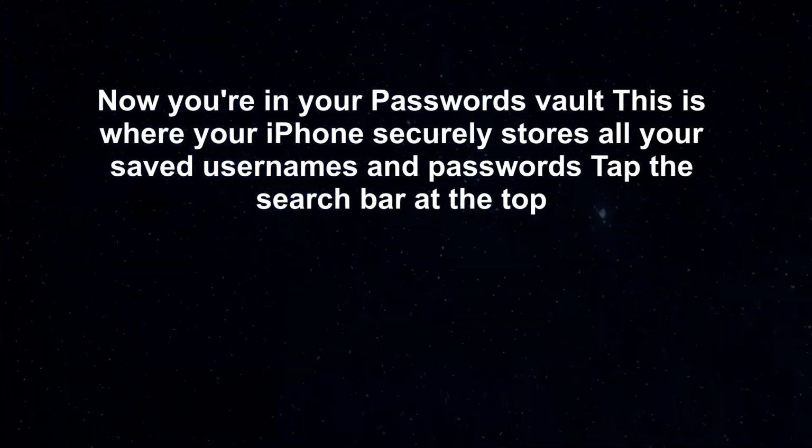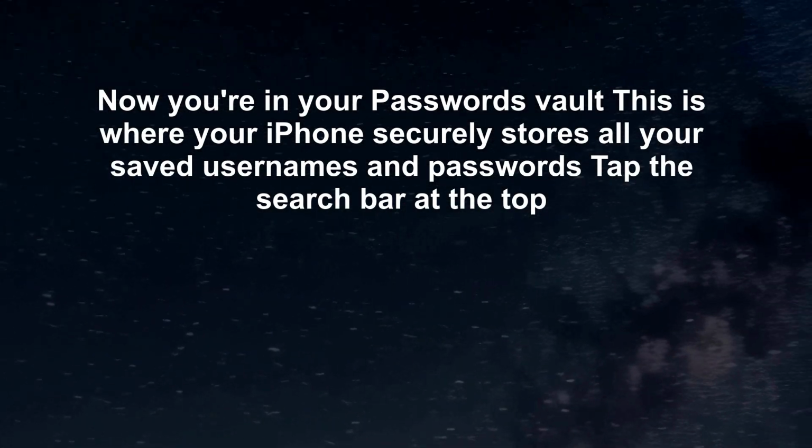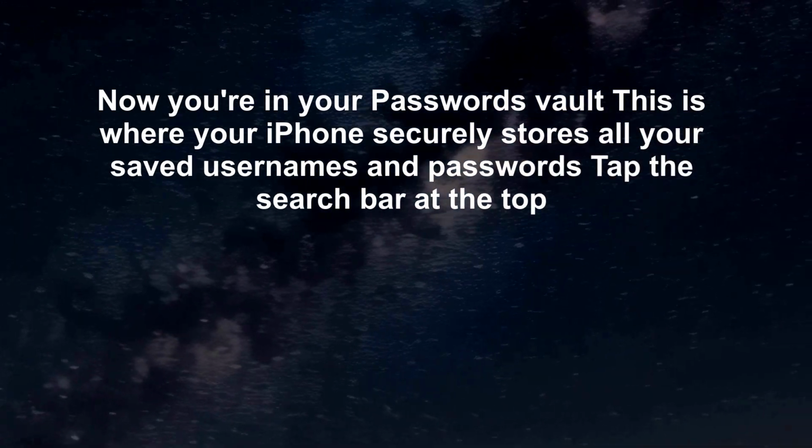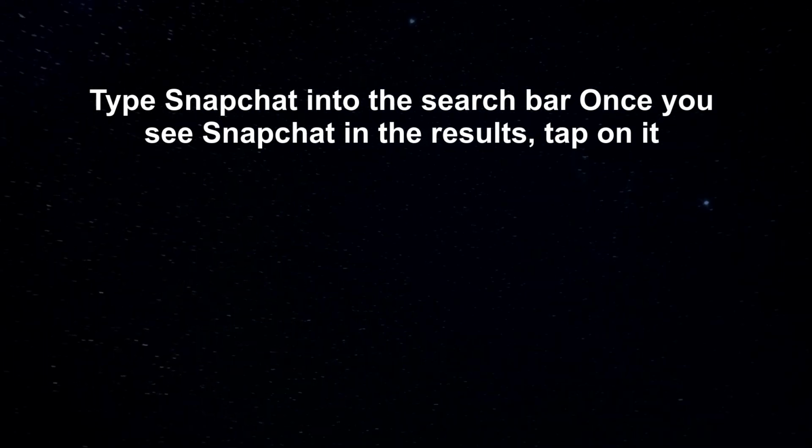Now you're in your passwords vault. This is where your iPhone securely stores all your saved usernames and passwords. Tap the search bar at the top. Type Snapchat into the search bar. Once you see Snapchat in the results, tap on it.